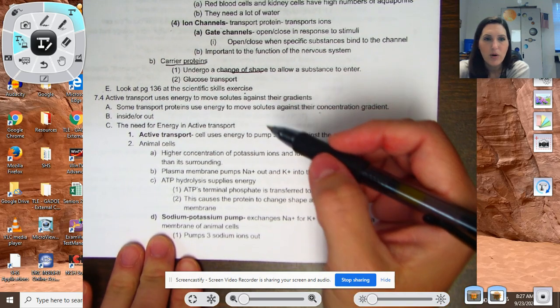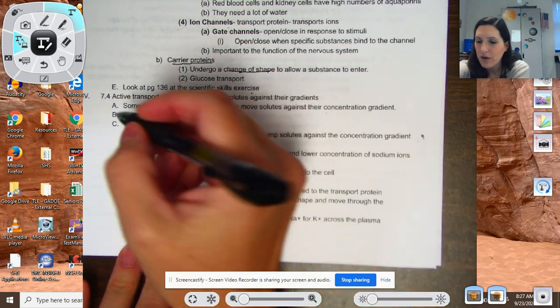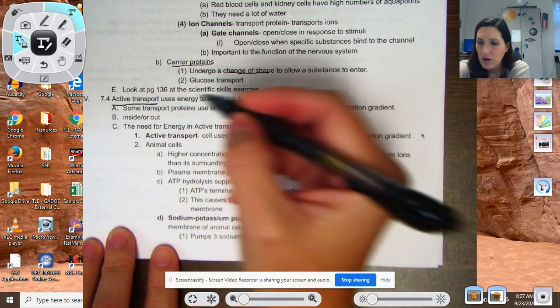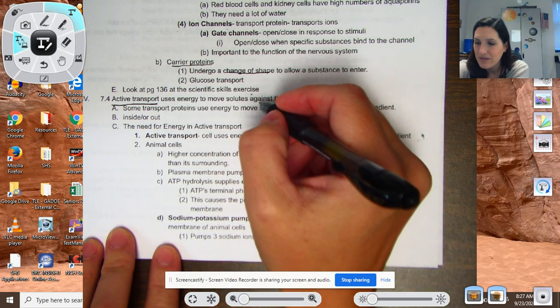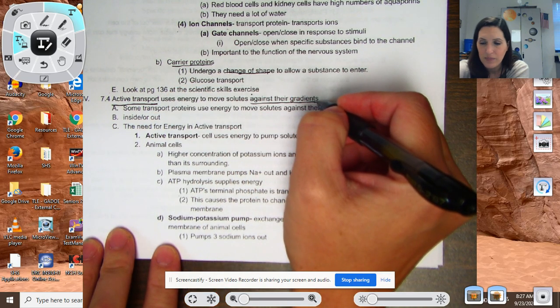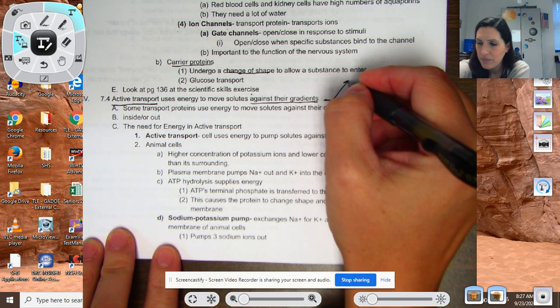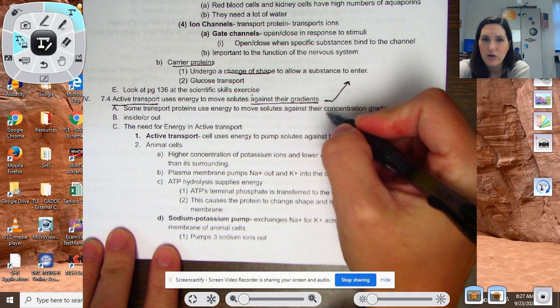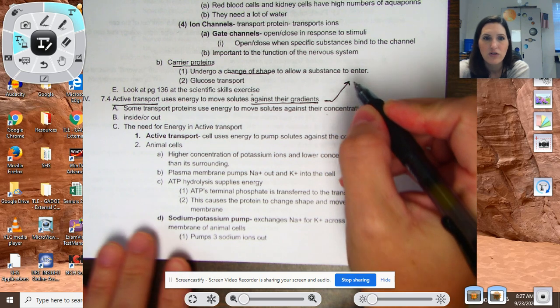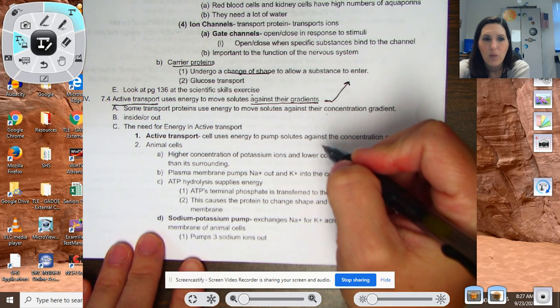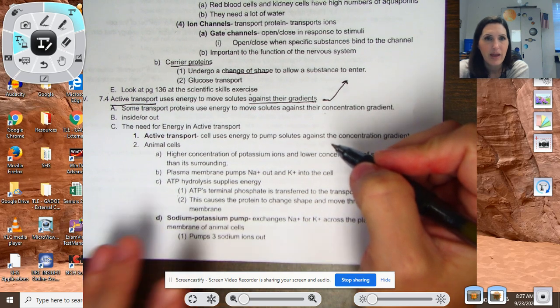Okay, 7.4. Now we're talking about active transport. So now we're going against the concentration gradient. So this is going from a low concentration of water to a high. So this is going to take energy to go against the concentration gradient. What is our form of energy? ATP.